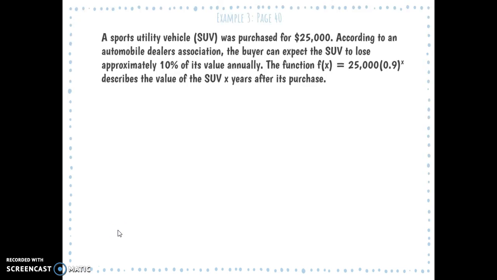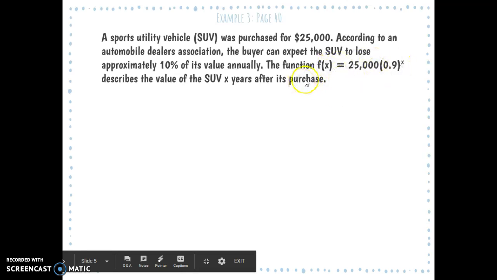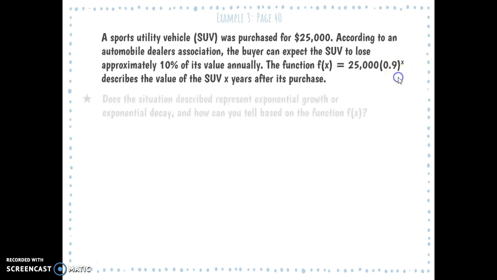All right, let's look at example 3. A sport utility vehicle, SUV, was purchased for $25,000. According to an Automobile Dealers Association, the buyer can expect the SUV to lose approximately 10% of its value annually. The function f of x equals 25,000 times 9/10 to the x power describes the value of the SUV x years after its purchase. In this problem, they've already given us the equation that we're going to use to answer the following questions.